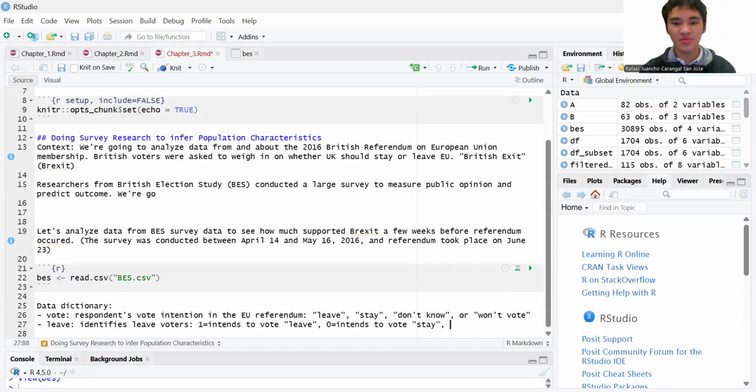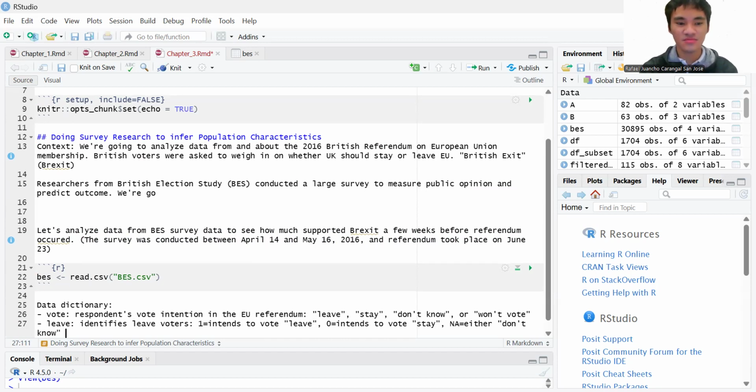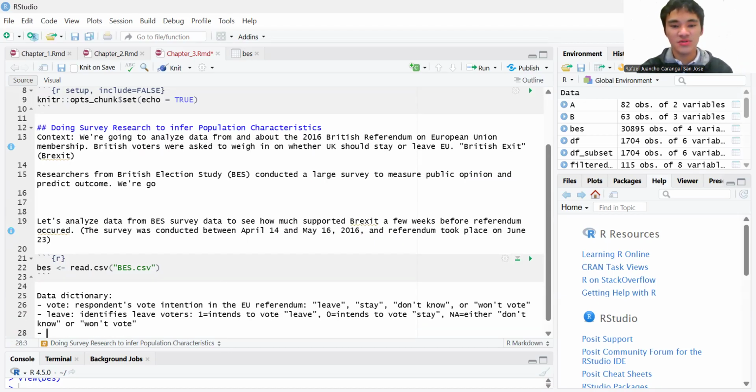And then we have a couple more. We have NA, so that's either don't know or won't vote. So these are more of, not really sure what you call them. I don't want to say outliers because they're probably not outliers. Or won't vote. Okay. Right. We have two more.